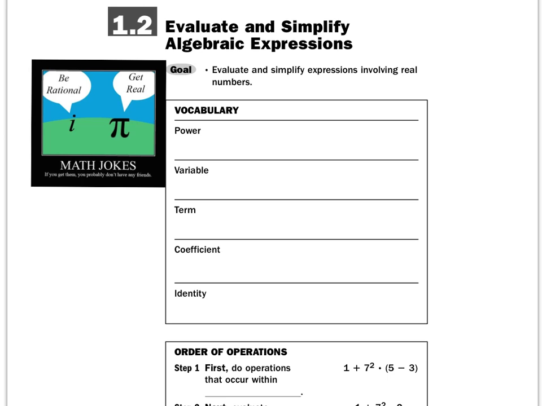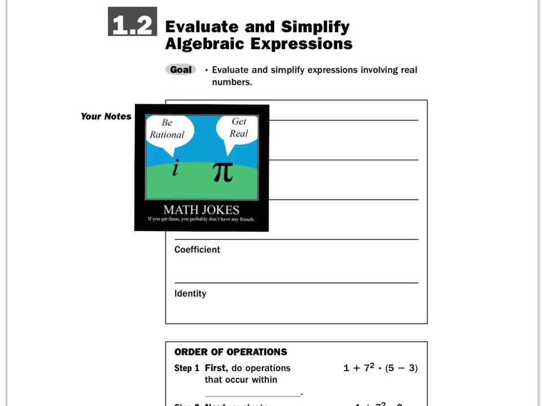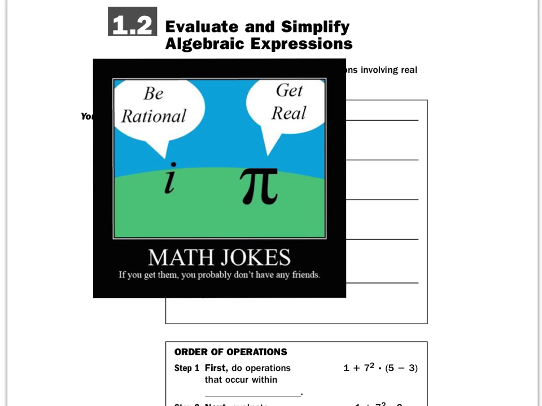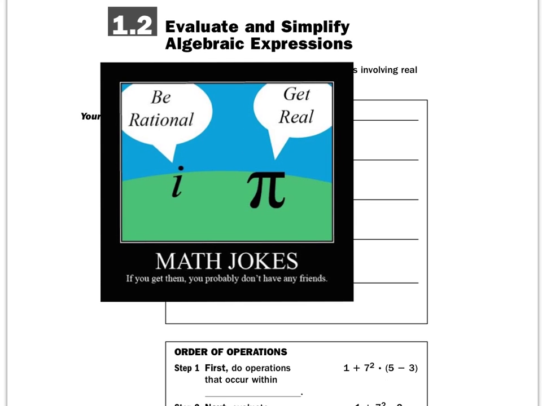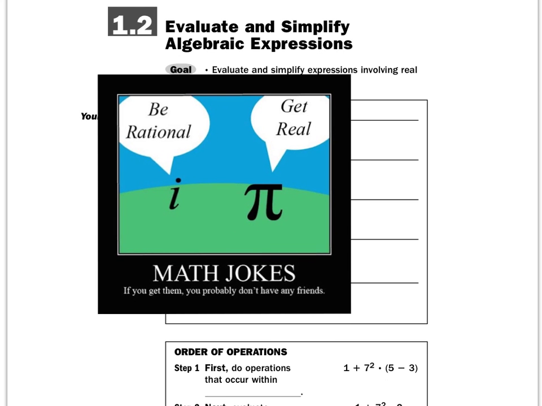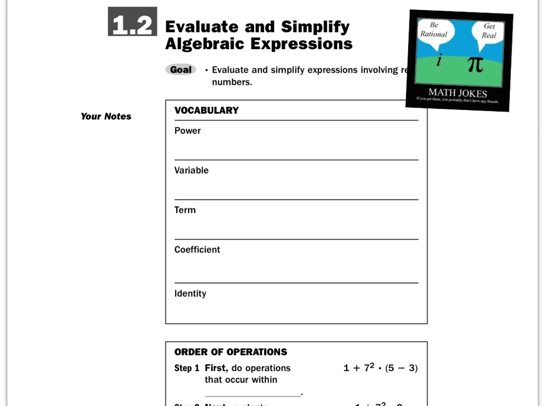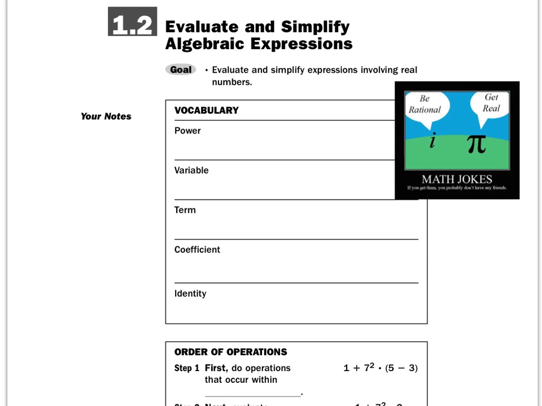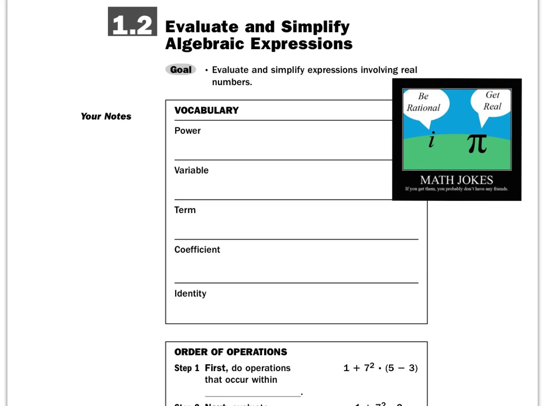I want to start out with a little joke here. Yesterday we were talking about rational numbers and real numbers, and here you go. You have i, which is not a real number, but a rational number, and you have pi, which is a real number, but not rational. And right at the bottom it says, math jokes: if you get them, you probably don't have any friends. That's kind of funny. I have a lot of friends, and I also get math jokes, so don't be offended by that, I hope.